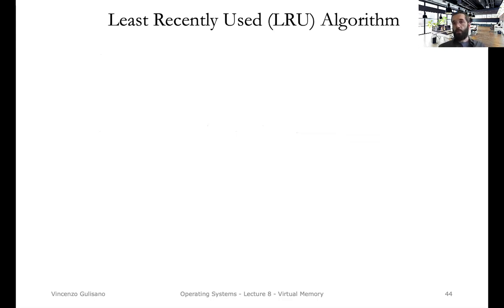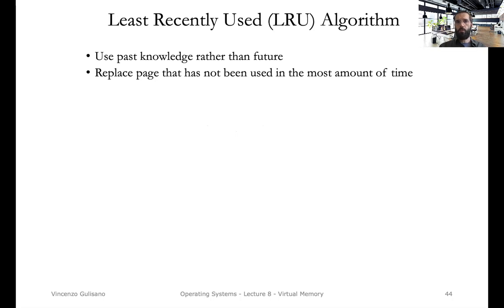An algorithm that is used in practice and gets closer to the optimal one is least recently used. When you have to select a victim frame, instead of picking the one that will not be used for the longest period of time, you pick the one that has not been used for the longest period of time. The idea is that more or less this should be the same. If I have not used a certain frame for a long time, then most likely I will also not use it a lot in the future. This connects back to the concept of locality we already mentioned before. So you replace the page that has not been used in the most amount of time, looking of course at the past, not at the future.